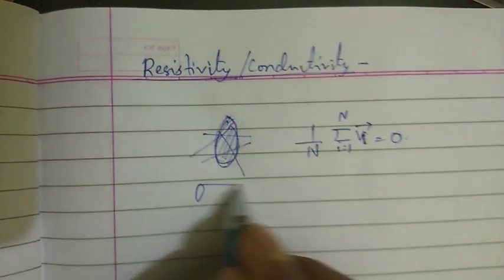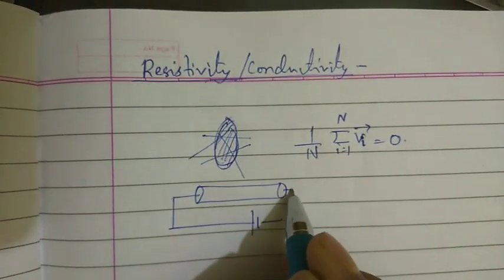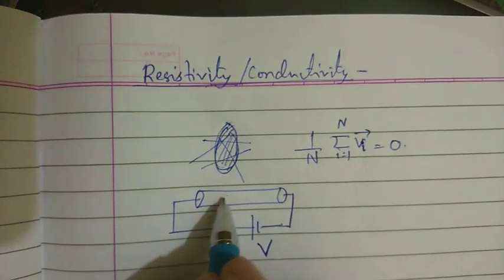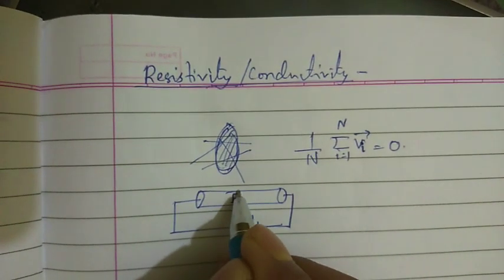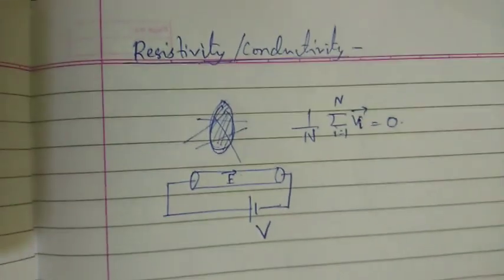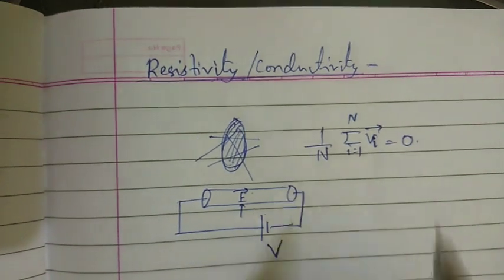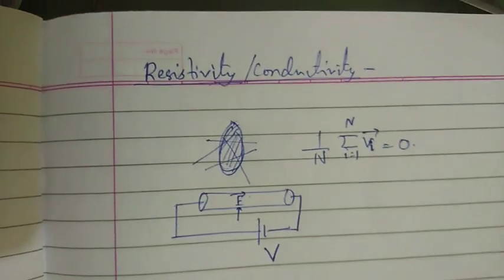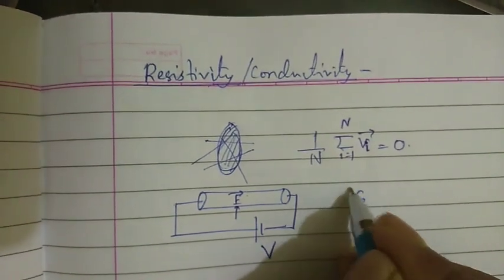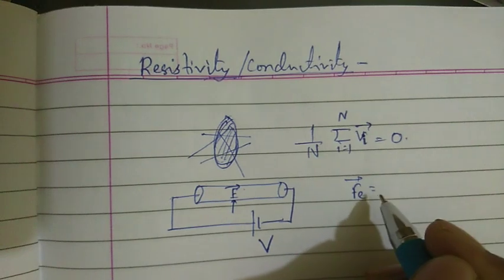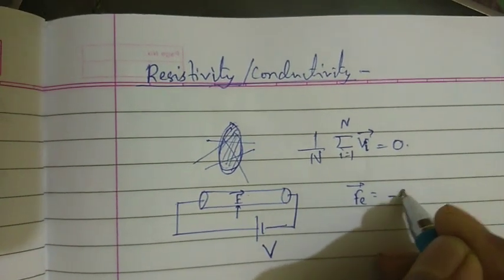Now suppose we apply some potential difference V across the conductor, which results in an electric field E inside it. Now with the application of this electric field, the electrons will feel some electric force, which is F_e equals, we know F equals QE. Here the electron charge is negative, so we can write minus e times E.